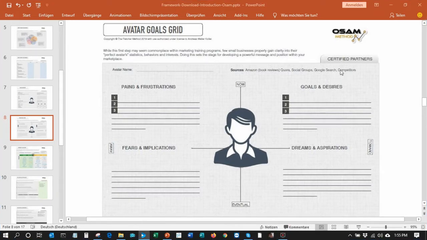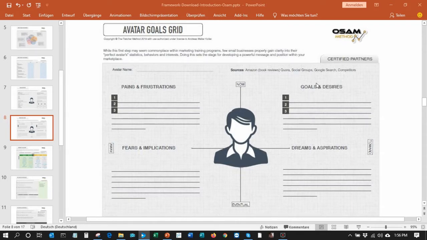Now let's move on to the goals and desires and dreams and aspirations. Actually, I feel you already got the picture what it is about. As I said before, go in rounds. The pain and frustration is, I don't get enough leads, and the goal and desire is, I like to have a continuous stream of quality prospects. I don't like to make cold calls. I like to get a stream of warm prospects that start calling me. Now you adopt that to your business and your goals and desires are set.